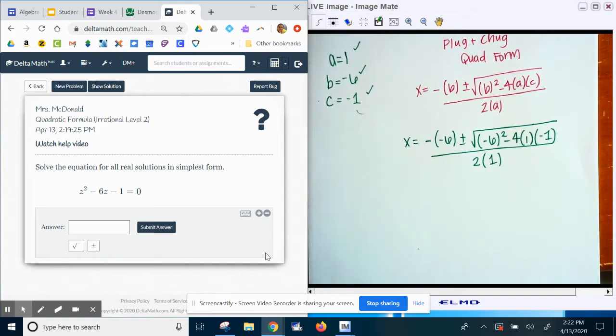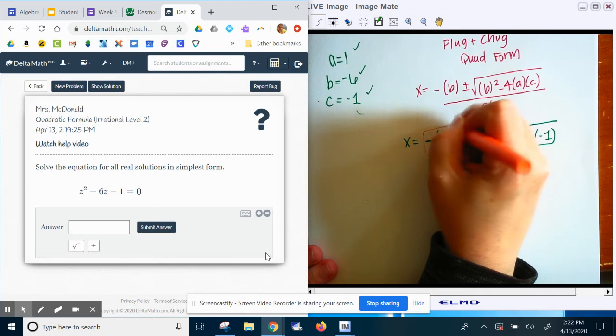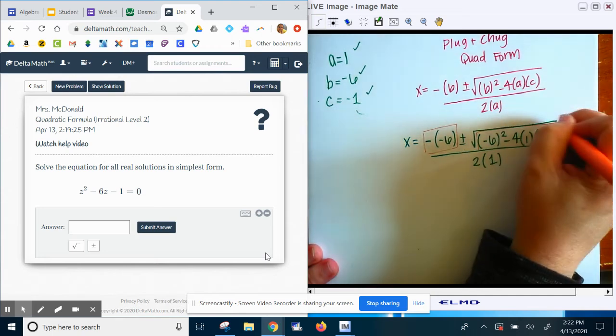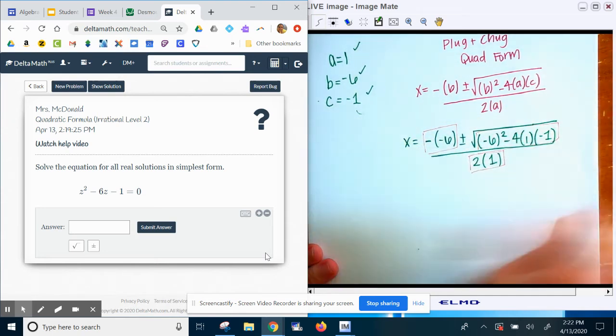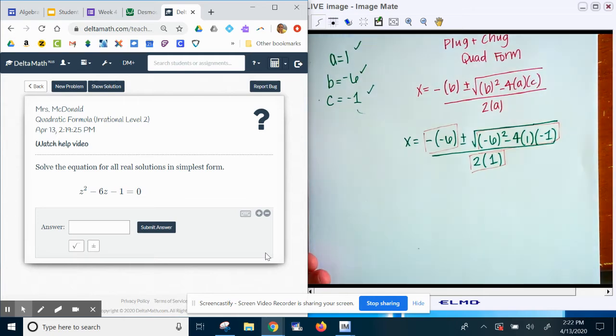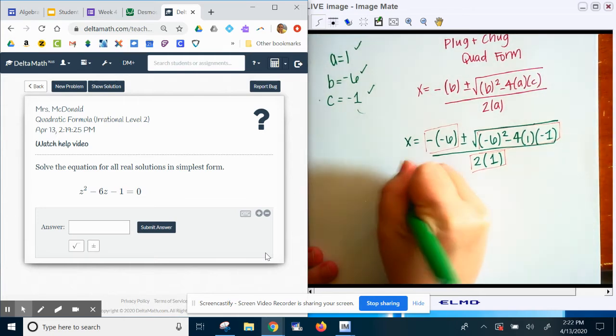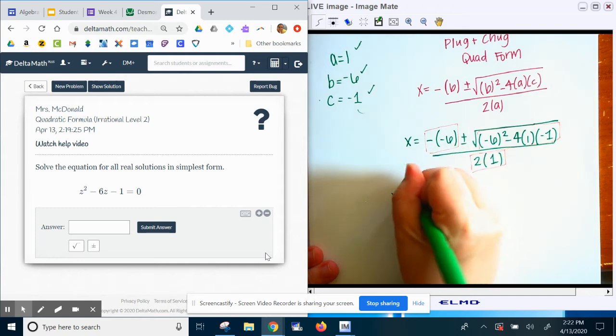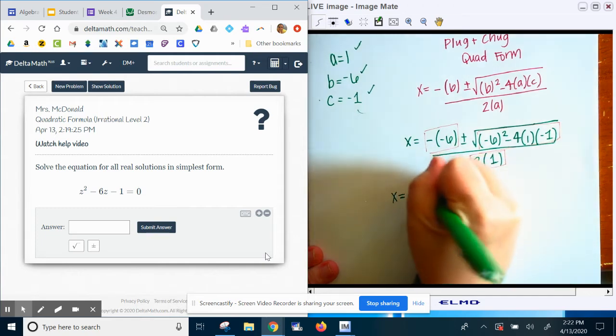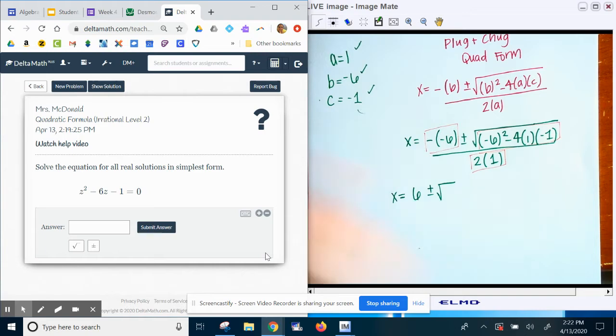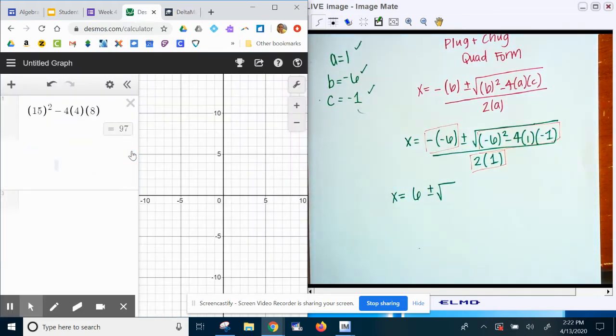Okay, so we always simplify in three places: front, under the radical, and underneath the whole thing. So I'm going to do those three simplifications right now. I got x equals the opposite of -6, which is +6, plus or minus the square root. Now this is where I pull up Desmos and type that whole thing into Desmos. Remember, leave the square root off when you're typing it in. So we've got -6 squared minus 4 times 1 times -1.